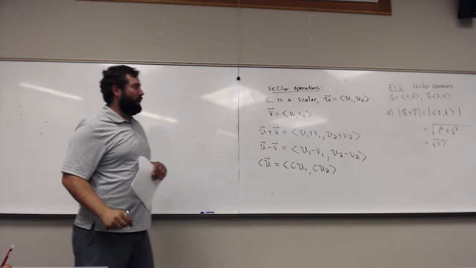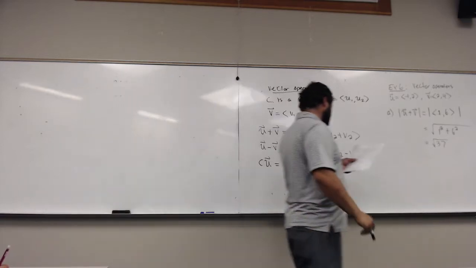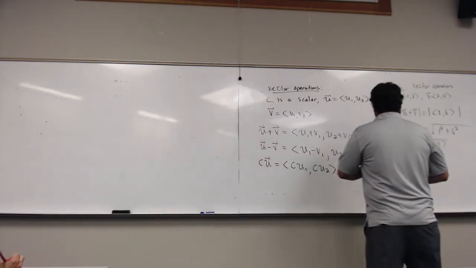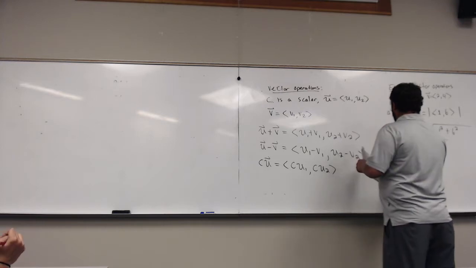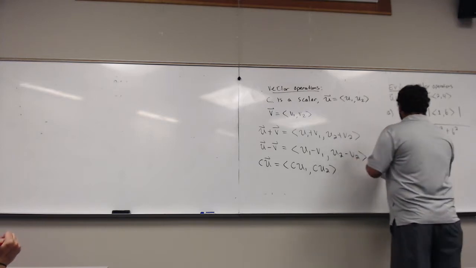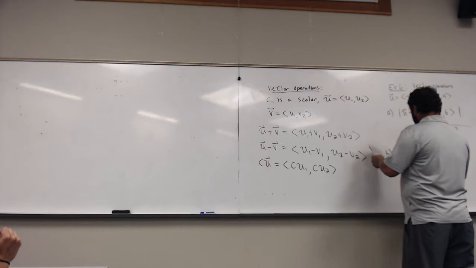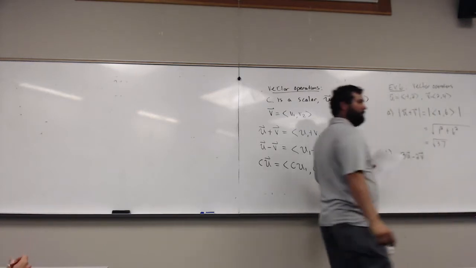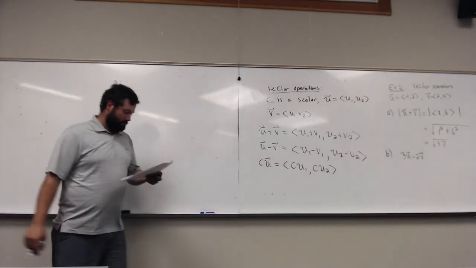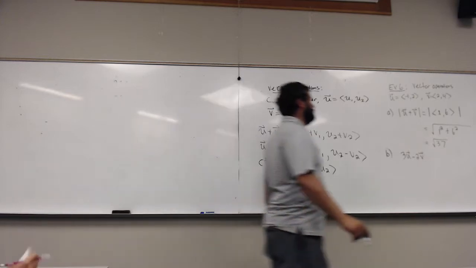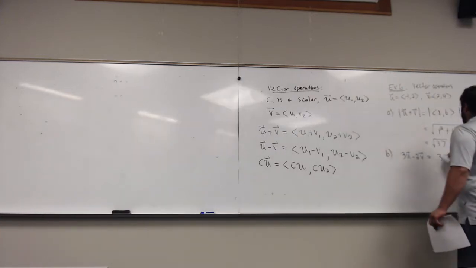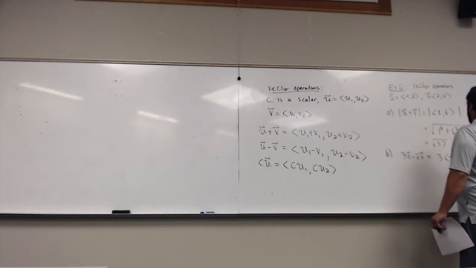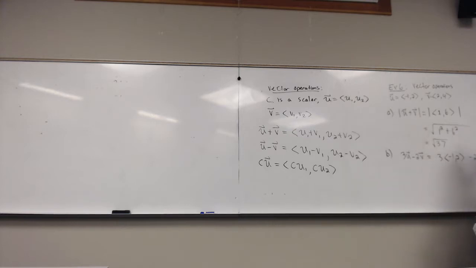Okay, so there would be the length of u plus v. And then part B, we're going to find 3 times u minus 2 times v. So I'll rewrite both of these vectors in component form first.